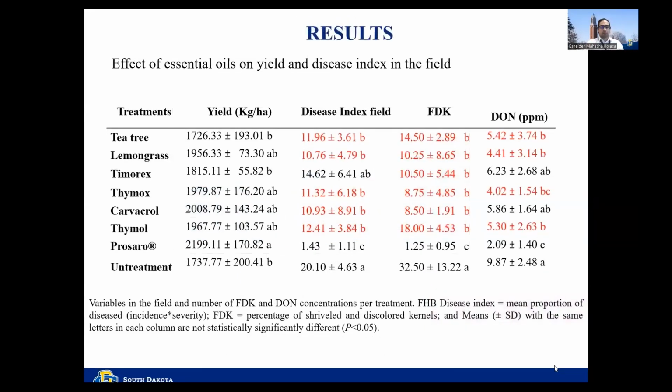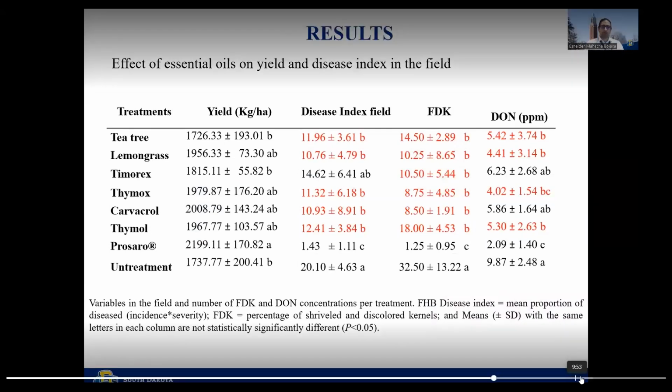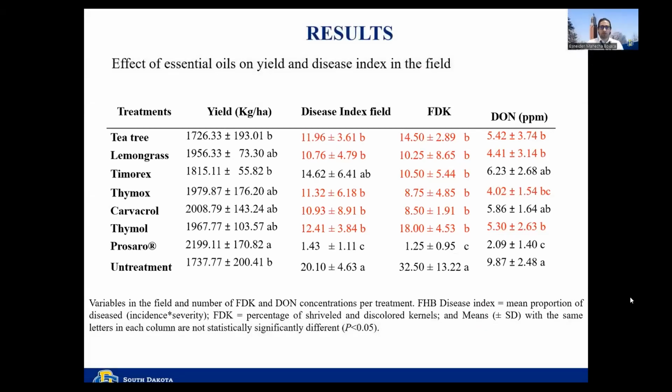A summary of our field study: it was in the location Volga, in 2021. We used the susceptible variety Select. We inoculated the plants with corn and also with spray inoculation, and we also used an irrigation system with sprinklers to maximize the pressure of the disease. Here in the first column are the treatments, and the second column is the yield. Again, Prosaro showed the best performance. However, that wasn't a significant difference versus our treatments carvacrol, thymol, Thymox, and lemongrass.